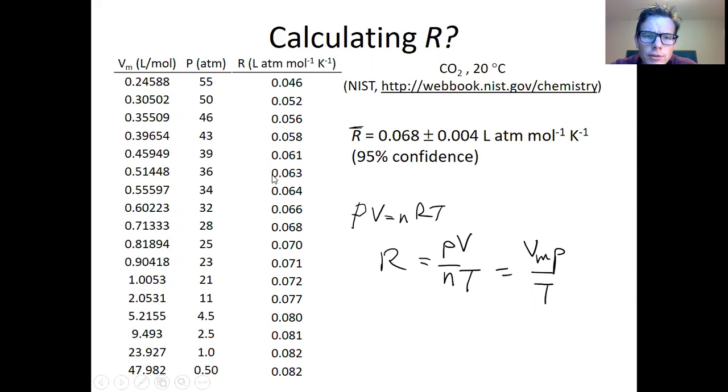If I took all those values and I calculated the average R, you'll find that it's 0.068 plus or minus 0.004 liter atmosphere per mole K.